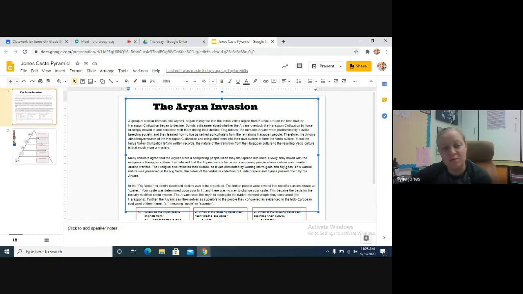Therefore, the Aryans absorbed remnants of the Harappan civilization and integrated them into their own culture to form the Vedic culture. Since the Indus Valley civilization left no written records, the nature of the translation from the Harappan culture to the resulting Vedic culture is that much more of a mystery.